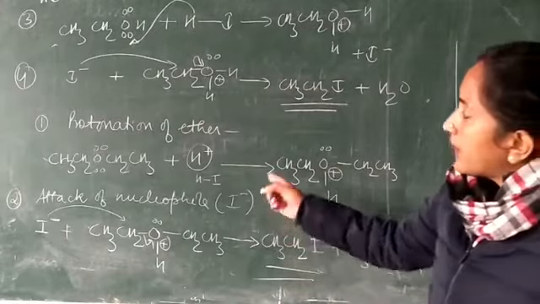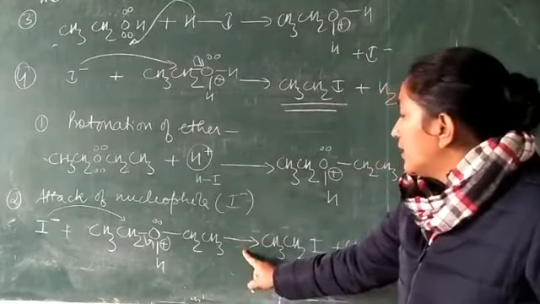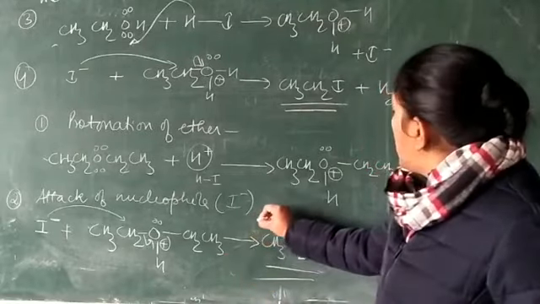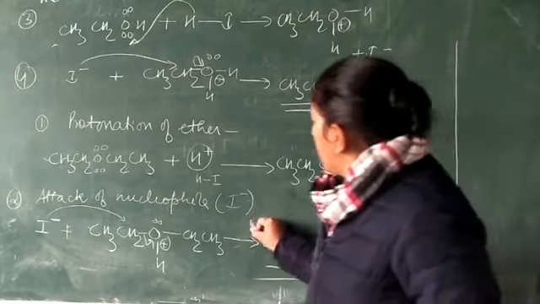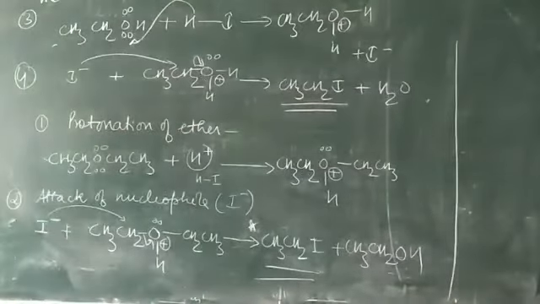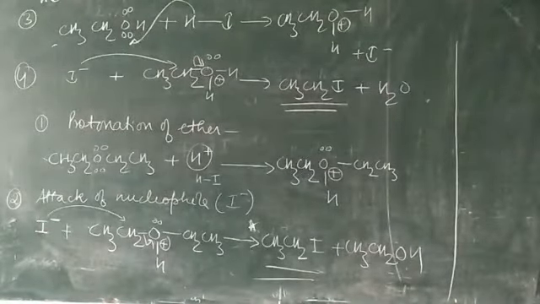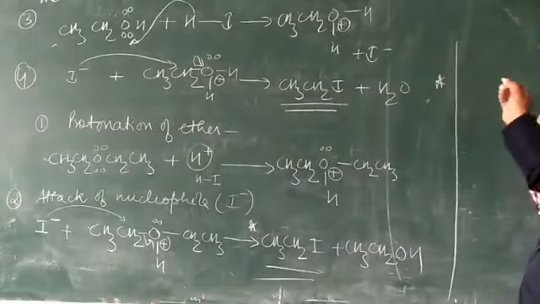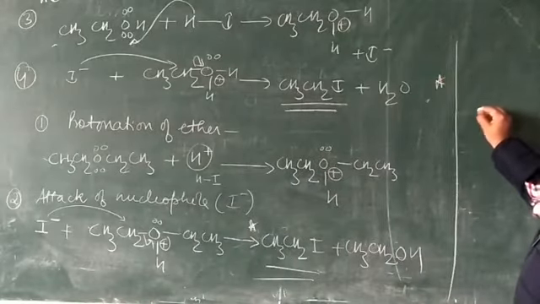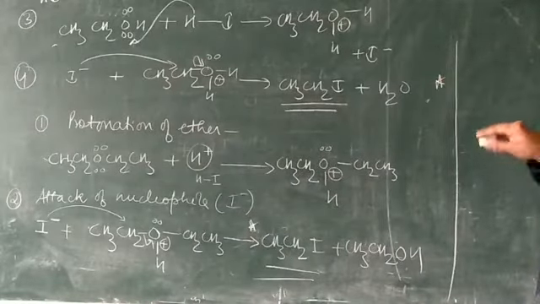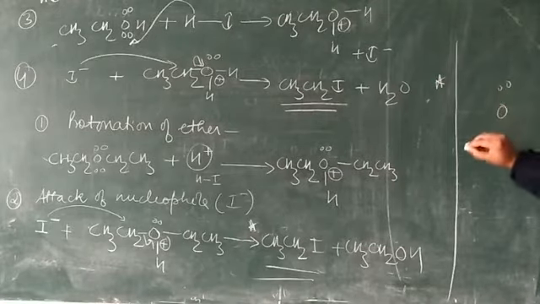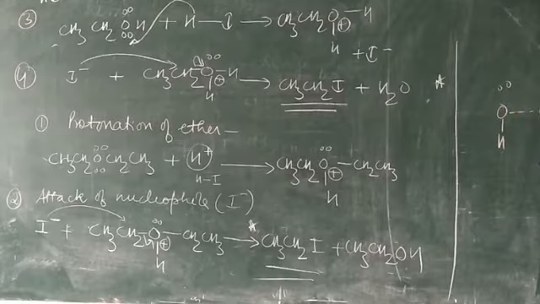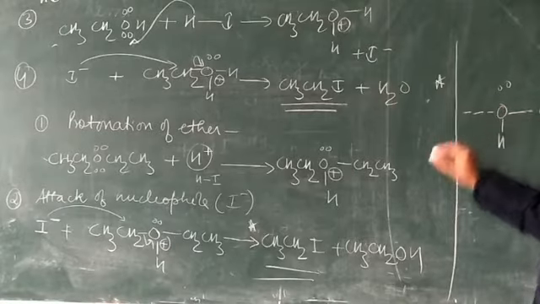You can also show here at this second step the intermediate step, the formation of an intermediate. So I am showing it here. What will that intermediate be? Here it is in this way: this is oxygen, this is H, this is CH2, CH3.